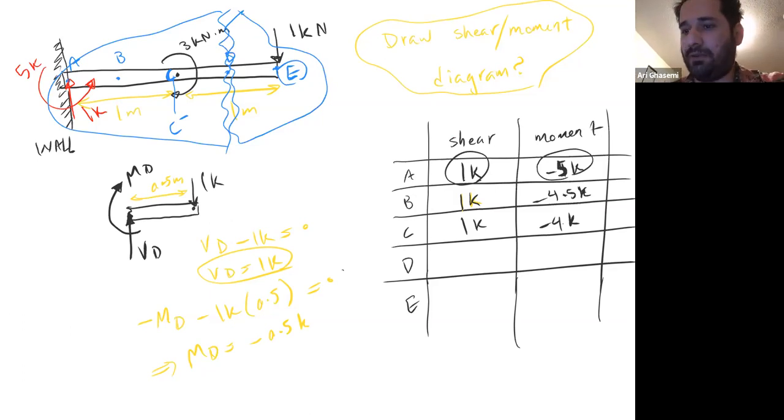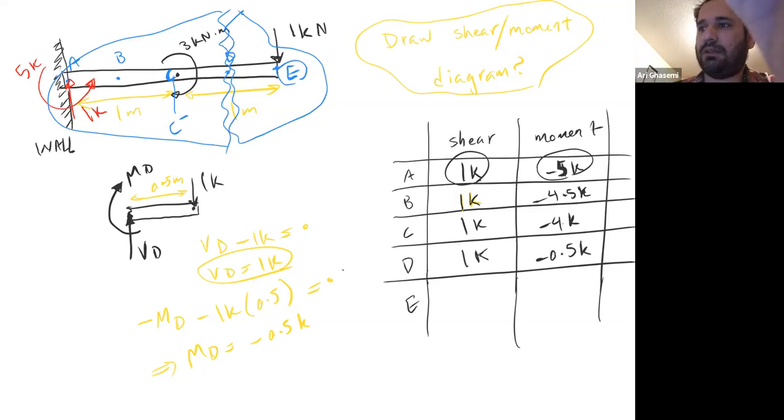All right. So let's put it in the table. So V is still VD, positive 1K. The shear load is positive, and MD is equal to negative 0.5K.